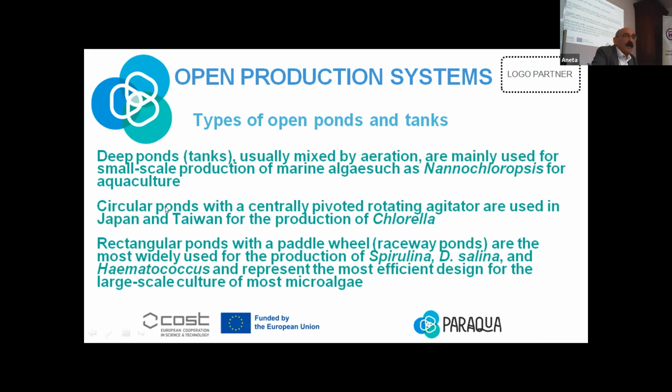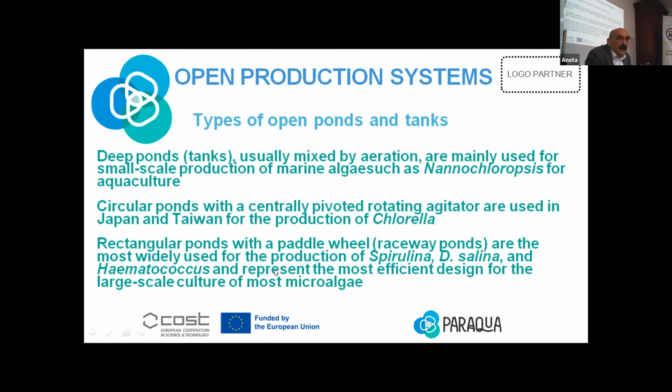And then the Japanese started with circular ponds, where they produced chlorella. They came up with a very nice strain of chlorella, nutritionally very rich, and not very sensitive to outdoor cultivation. So then you have rectangular ponds. You probably saw that on the internet with a paddle wheel, and they're usually used for spirulina and Dunaliella salina, and of course for Haematococcus.